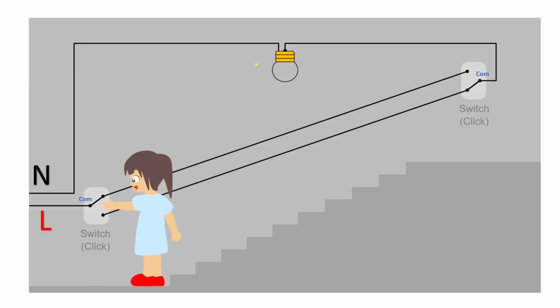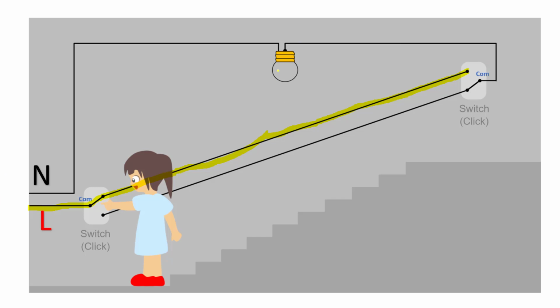Third position. Let us trace the path of the current from the side of line to the neutral of the circuit. Here is an opening in the circuit. That is, the path of the current is incomplete, so the bulb is off.